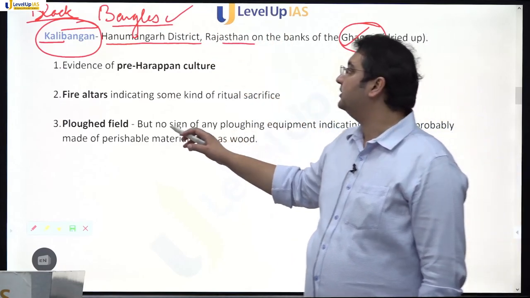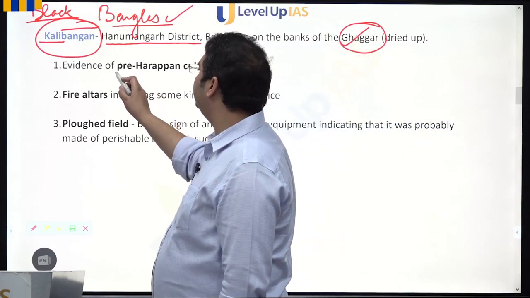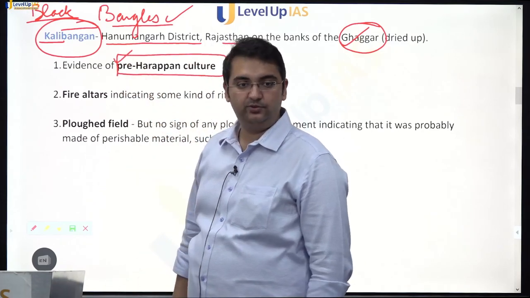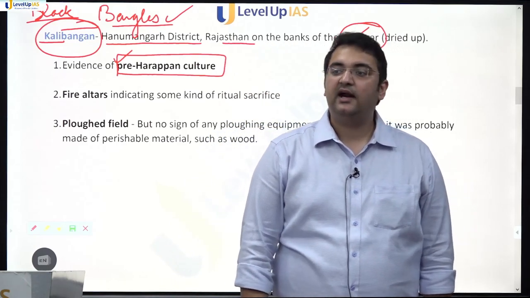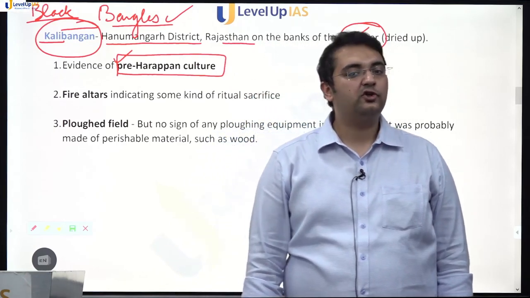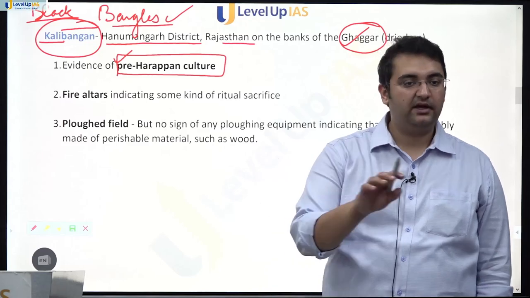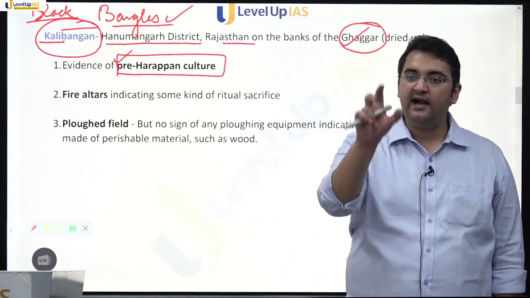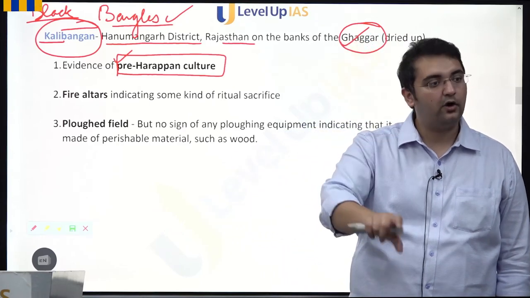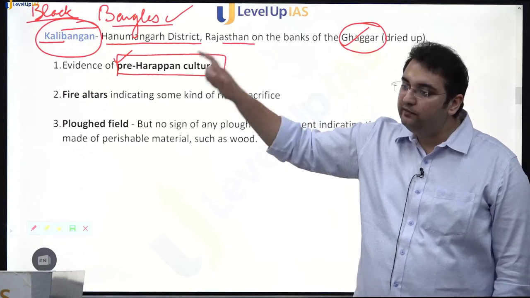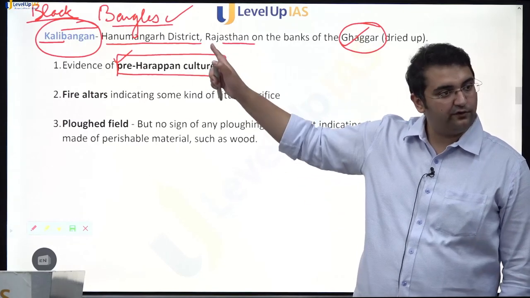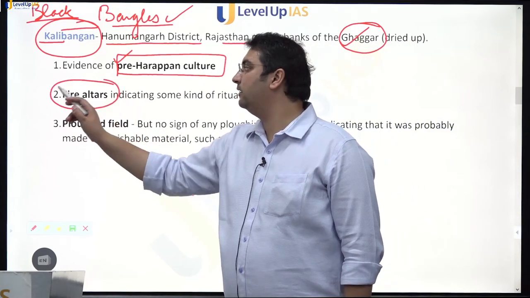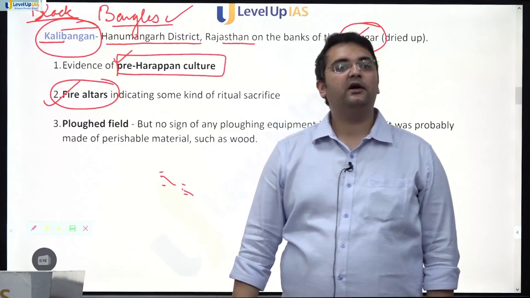Okay? Other important discoveries from here, we find the evidence of pre-Harappan culture as well. What does that tell you? That this was a site that was occupied continuously from the pre-Harappan to the mature Harappan period. So an entire and continuous unbroken chain of stratigraphic evidence proving the theory of gradual origin can be found from Kalibangan. Other important discovery, fire altars. What does this indicate?